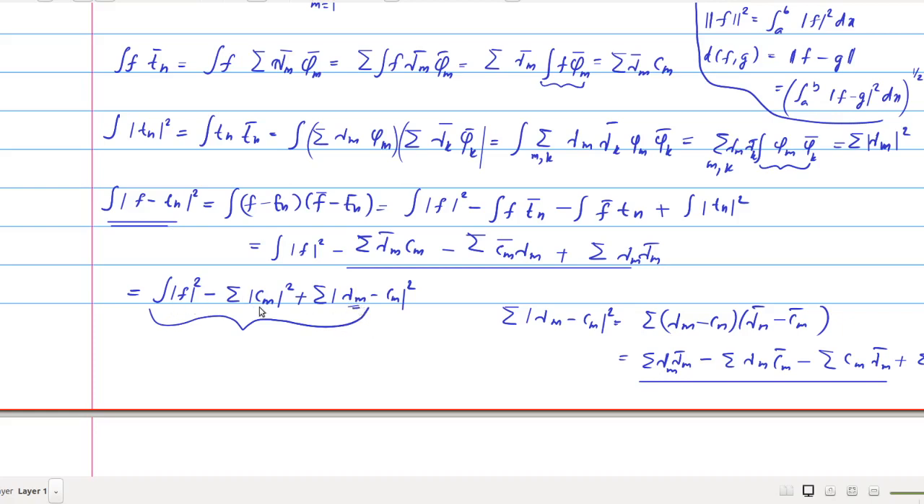So these two quantities are fixed. F is given, so f and Cm are fixed. So you can minimize this right hand side by minimizing the last term.